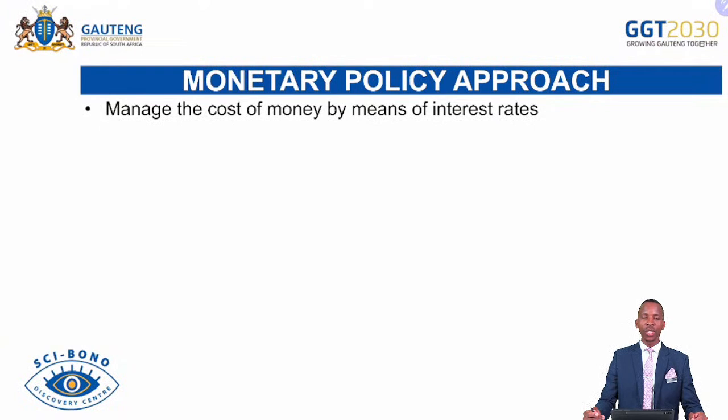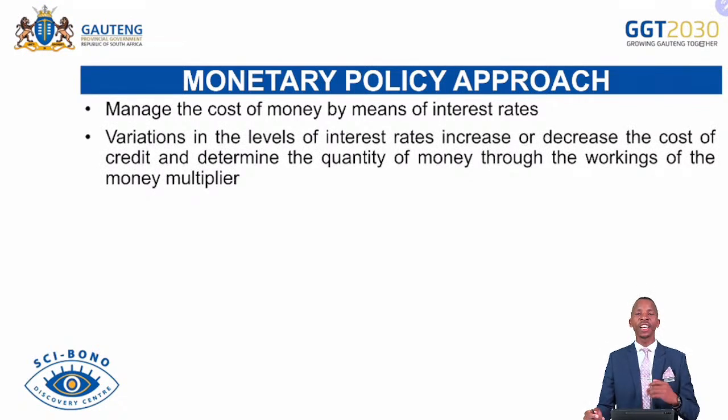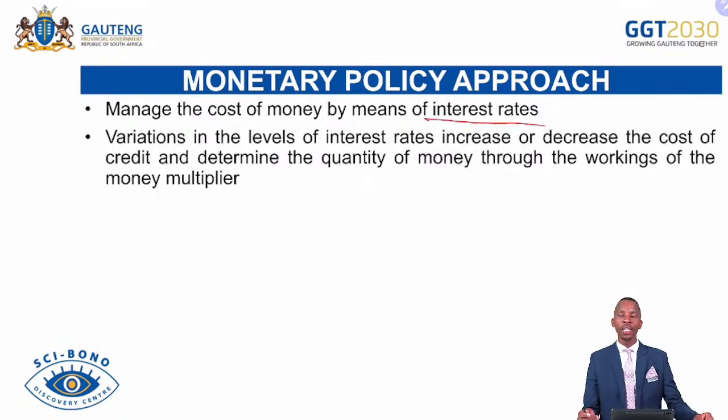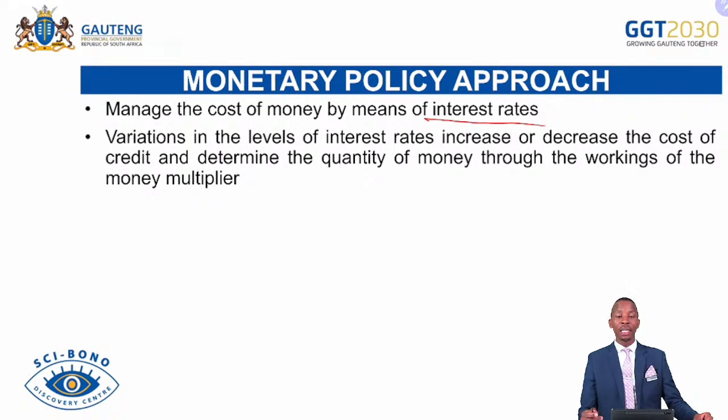The monetary policy approach focuses on managing the cost of money, by means of interest rates. We know that the Reserve Bank controls interest rates so that it can affect the cost of money. Money can be expensive or cheap, meaning credit or loans can be expensive or cheap based on the interest rate. Like yesterday, interest rates were increased by 75 basis points. Variation in the level of interest rate increases or decreases the cost of credit and determines the quantity of money through the working of the money multiplier.